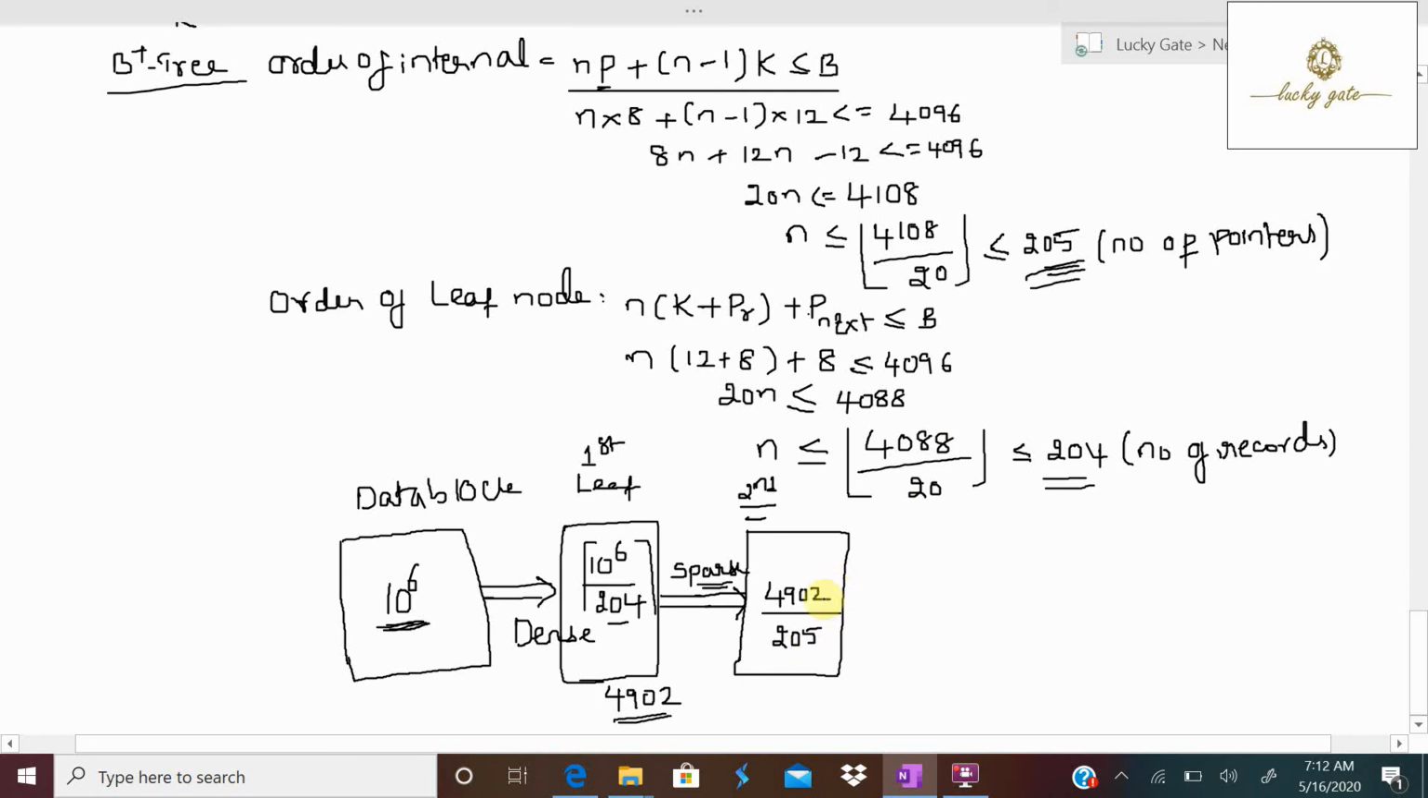So 4902 divided by 205 gives you 23.91 blocks, so we can take 24 blocks. We have to take the upper bound when it comes to blocks, because with 23.9, where do you store that 0.9? We have to go for the next block, so 24 blocks. So we have to create one more level of index, because B plus tree is a multi-level index. We create an index over the index until it reaches one block.